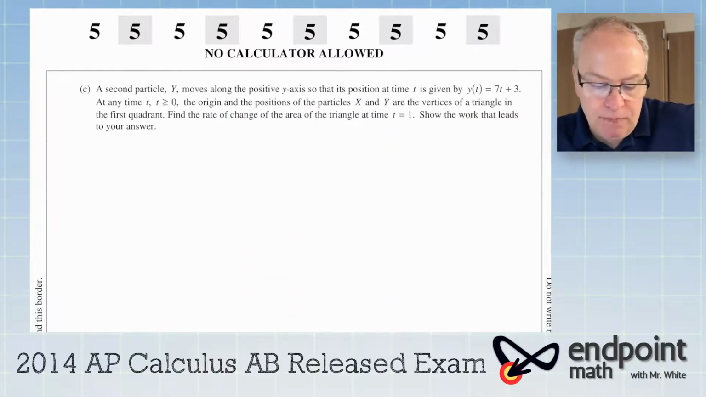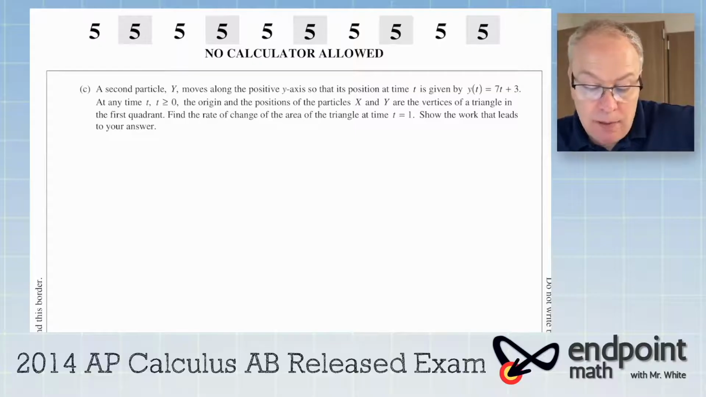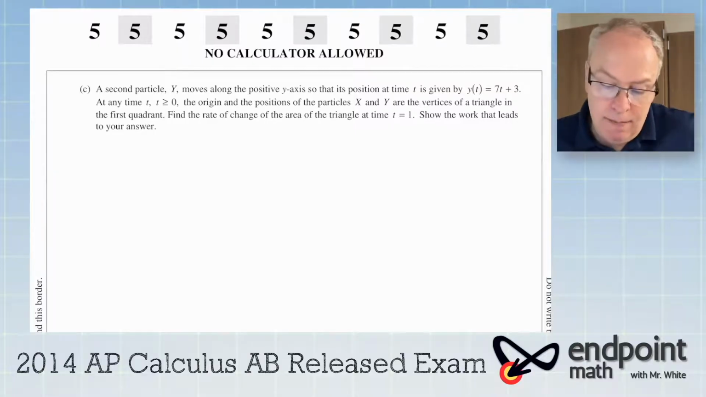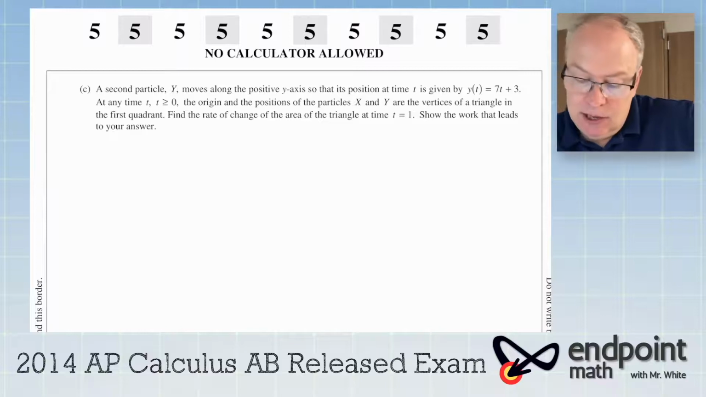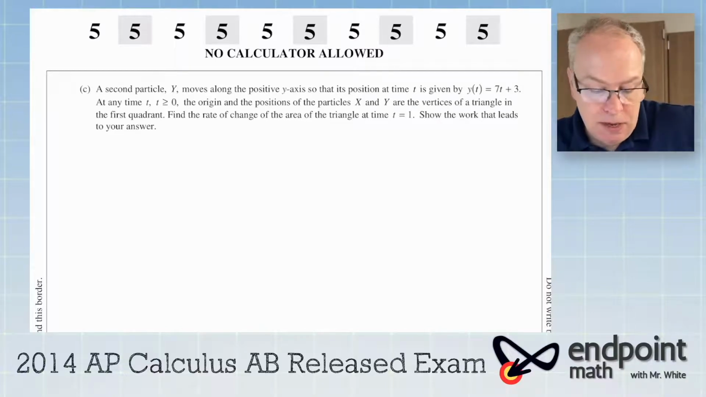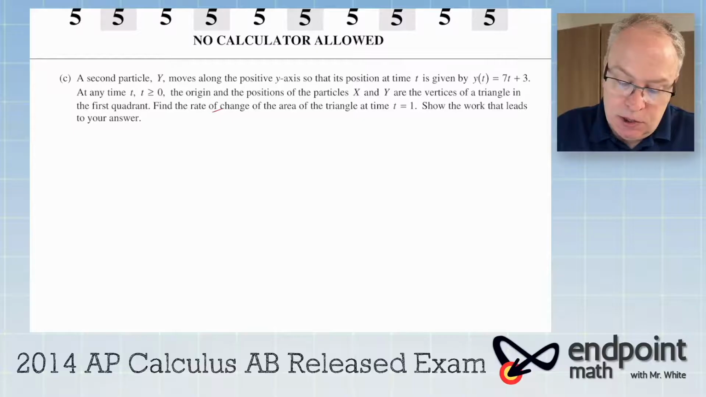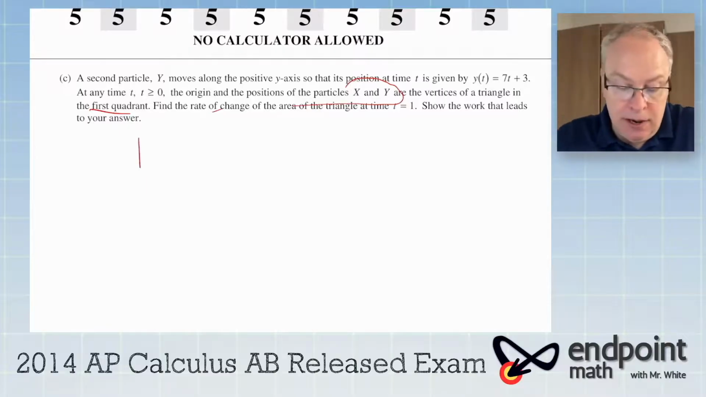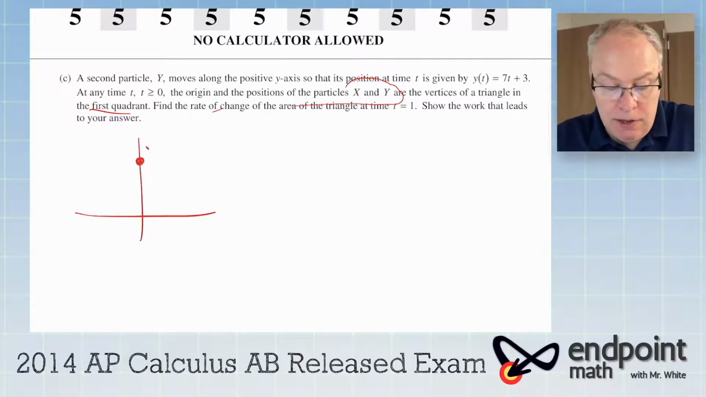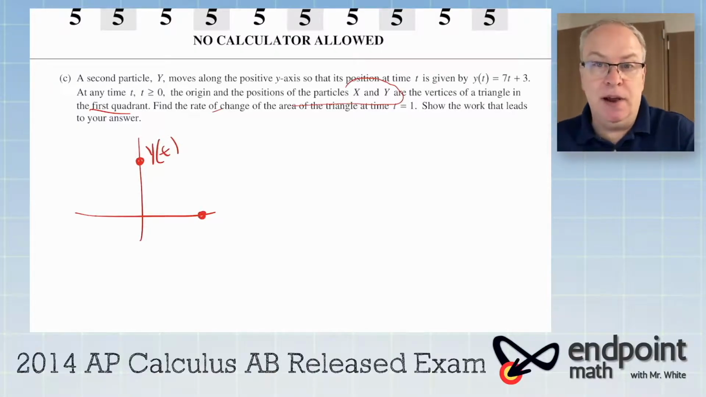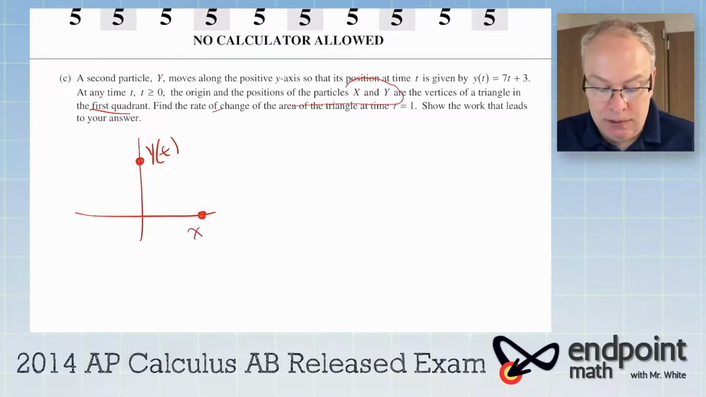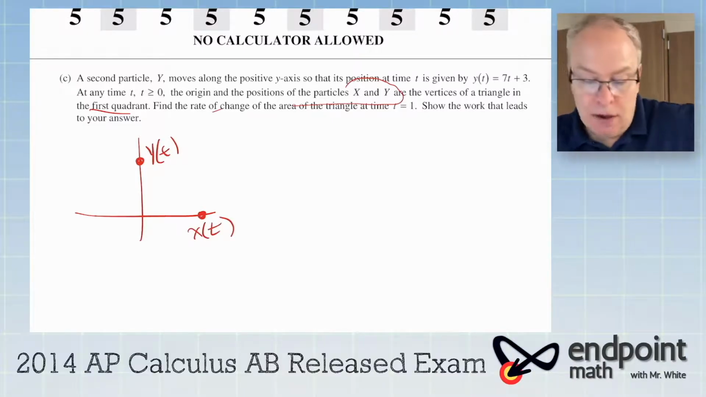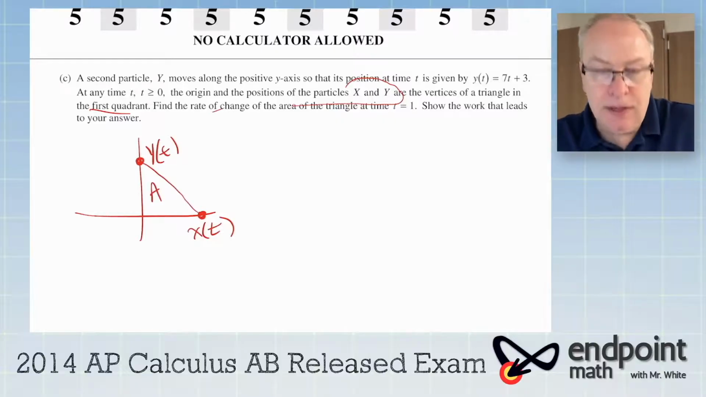Okay, question C. A second particle, y, moves along a y-axis, up and down, all right? So that the position at time t is given by the function here. At any given time, the origin and the positions of the particles are in the first quadrant alone. Find the rate of change of the area of the triangle. So you got a particle up here that's operating according to y of t, and then, of course, the stopwatch is ticking, right? And the same t is down here. This is x of t down here. This forms a triangle.